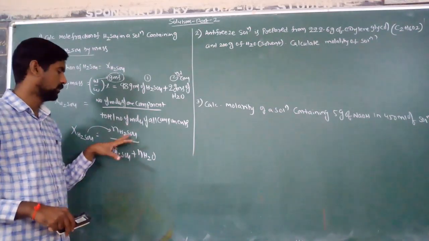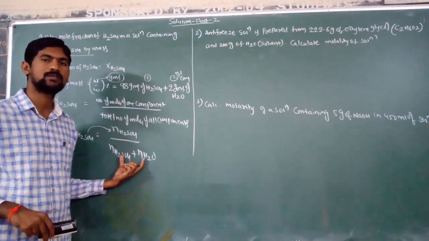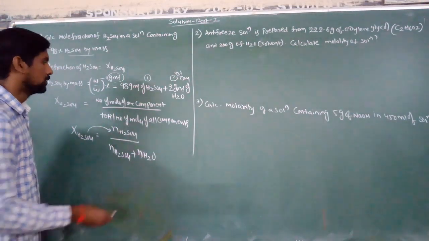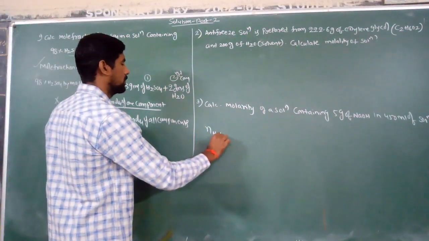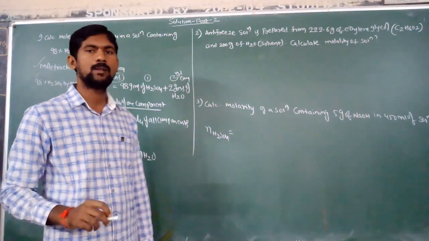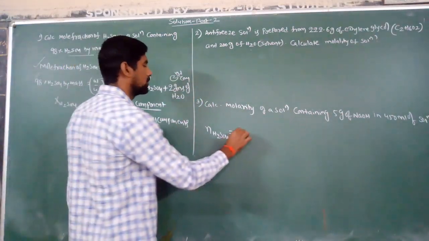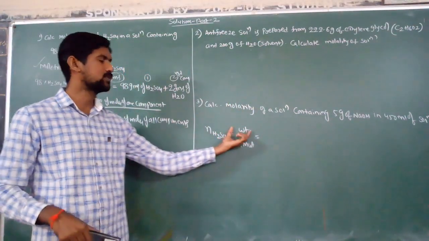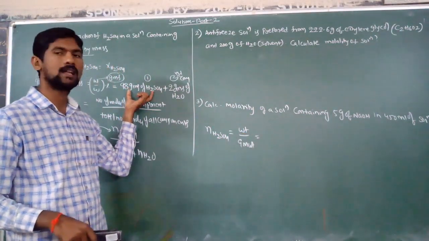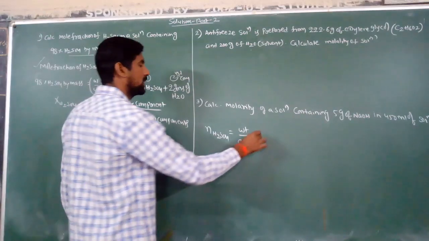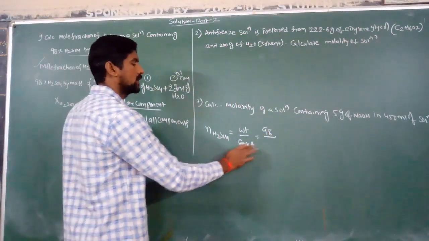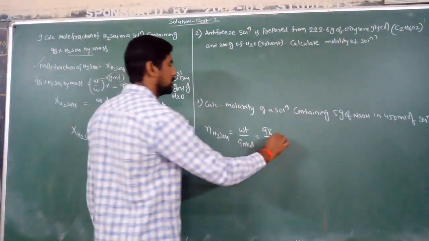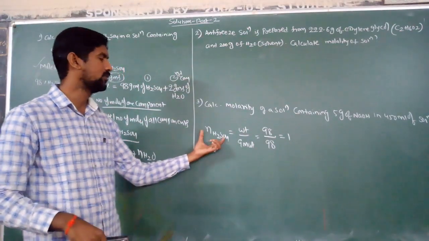First of all, we have to calculate individually the number of moles of sulfuric acid and the number of moles of water. Then substitute into the formula. So the number of moles of sulfuric acid. What is the formula of number of moles? Weight by gram molecular weight. What is the weight of sulfuric acid? Here 98 grams. 98 by, what is the gram molecular weight of sulfuric acid? It is also 98. So 98 by 98 means 1. So the number of moles of sulfuric acid is 1.